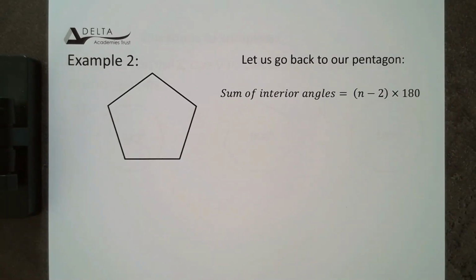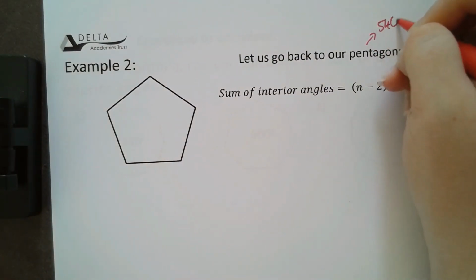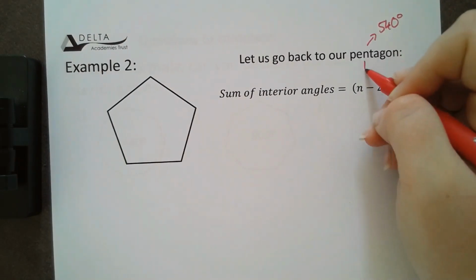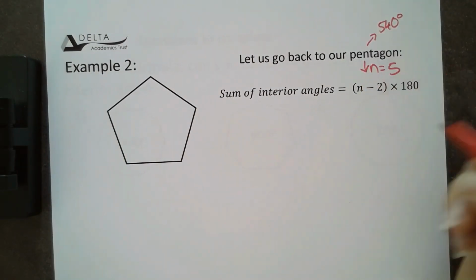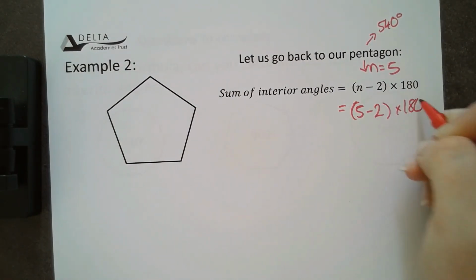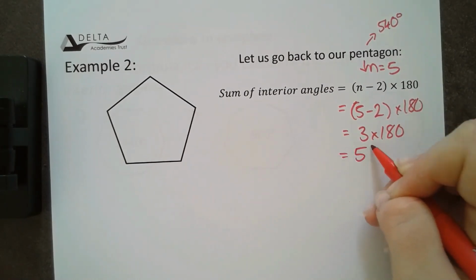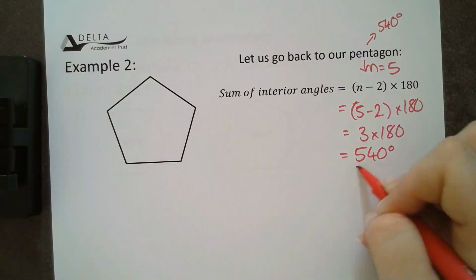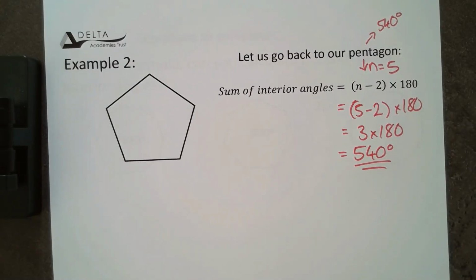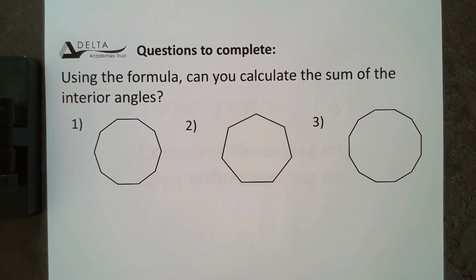So let's go back to the pentagon and use that formula. We actually knew from before that we should get 540. So our pentagon n is 5. This means I'm going to do 5 take 2 times 180, or 3 times 180, which gets us 540, exactly like we got before. Your challenge now is to try these ones. So if you haven't already, pause the video and then we'll go through some answers.